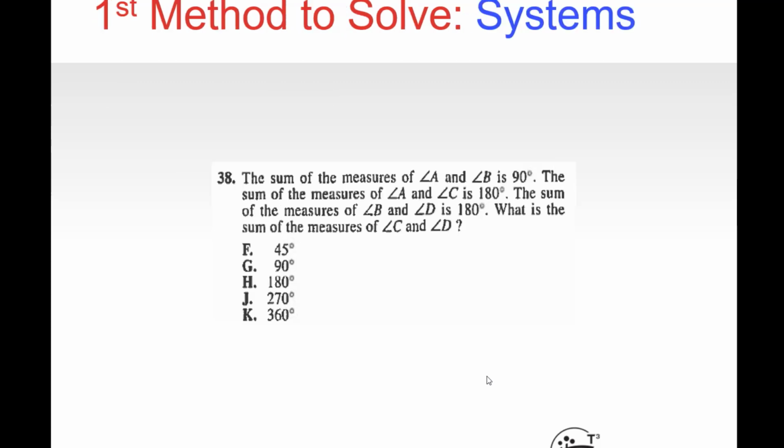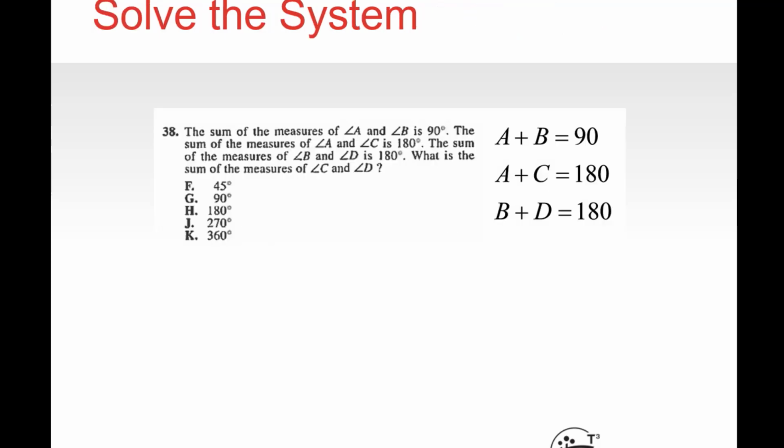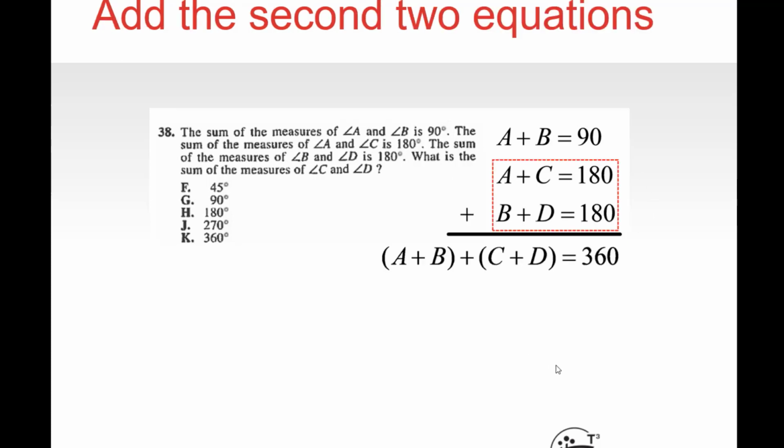We're going to use a system of equations. And so since A and B add up to 90, we'll write A plus B equals 90, A and C add up to 180, and B and D add up to 180. So we have a system of 3 equations with 4 variables. I chose to add the second and third equations together and got A plus B plus C plus D adding up to 360.